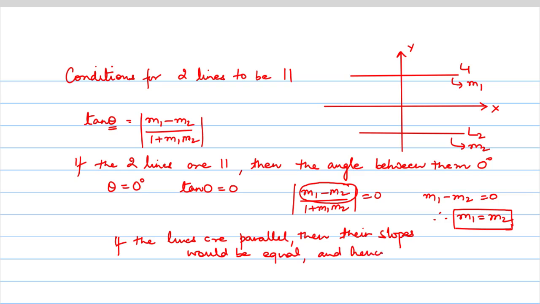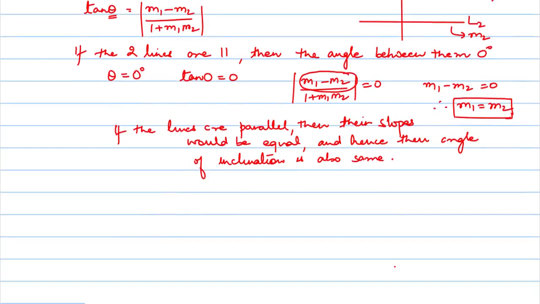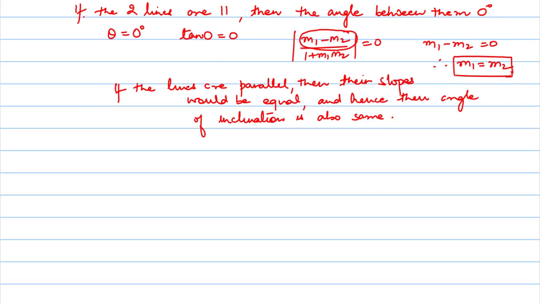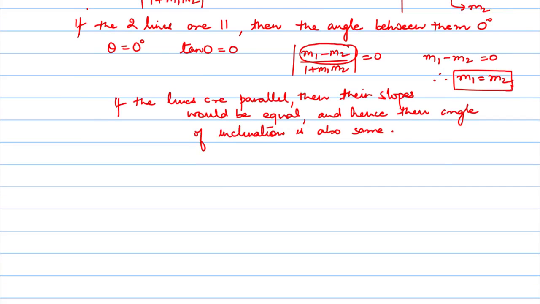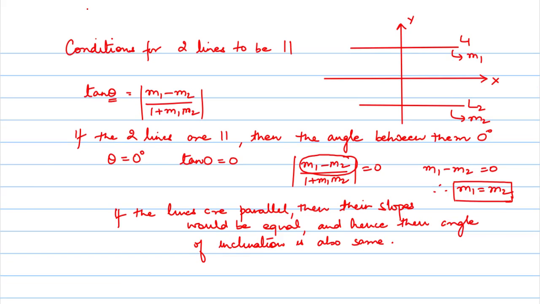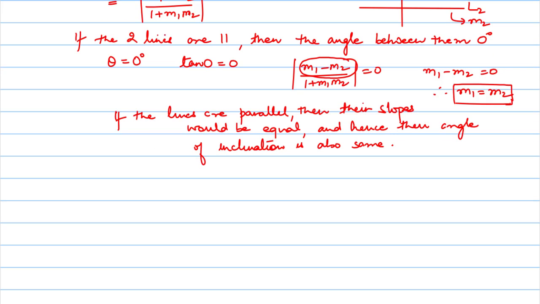And if their slopes are equal, and slopes come from what? Inclination, and hence their angle of inclination is also the same. And this is obvious. Why? If the lines are parallel, for example, in the above case we have taken the lines to be parallel to x-axis. Even if they are not parallel to x-axis, they are simply parallel to each other.